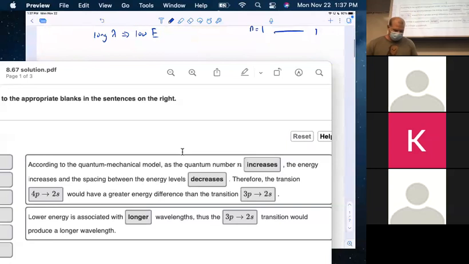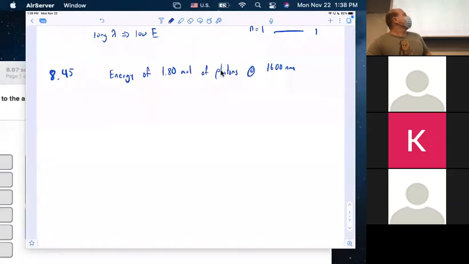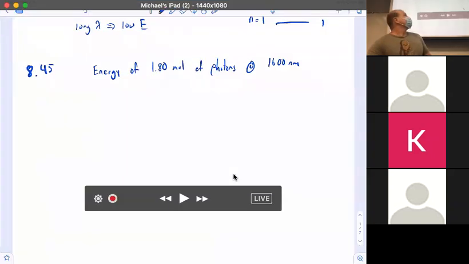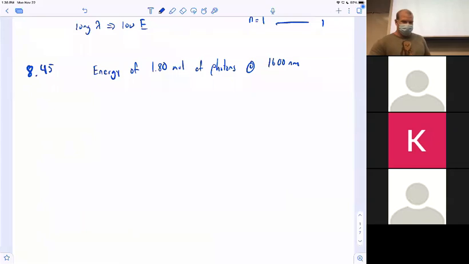So the next one here, energy of 1.8 moles of photons at 1600. The PDF thing's kind of in the way of the notes, I think. I'm sorry, what? Oh, you're right. There you go. Thanks for catching that. I'm so involved in chemistry, I forget to communicate.